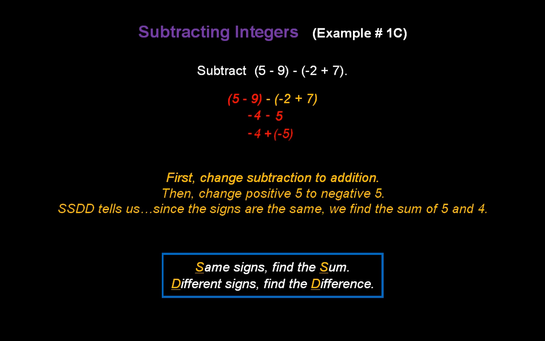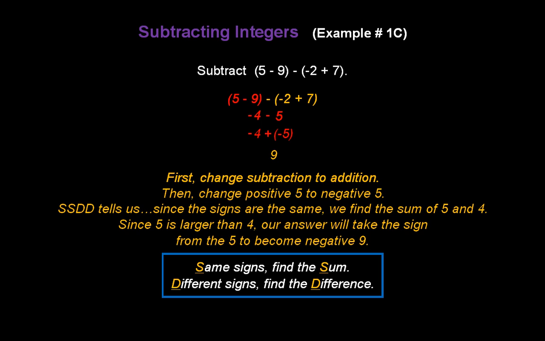SSDD tells us, since the signs are the same, we find the sum of 5 and 4. That's a 9, so we'll write down 9. And are we going to have a positive or negative 9? Well, since 5 is larger than 4, our answer will take the sign from the 5 to become a negative 9.